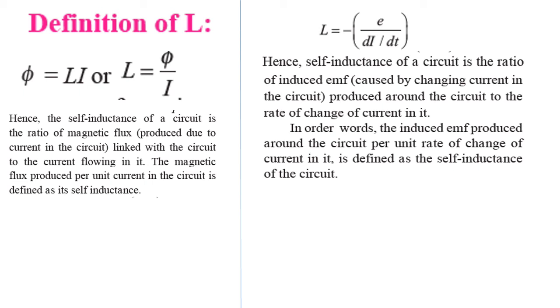The second way I can define it: L is equal to minus E divided by dI by dt. Hence, self-induction of the circuit is the ratio of induced EMF produced around the circuit to the rate of change of current in it. In simple words, the induced EMF produced around the circuit per unit rate of change of current in it is defined as the self-induction of the circuit.